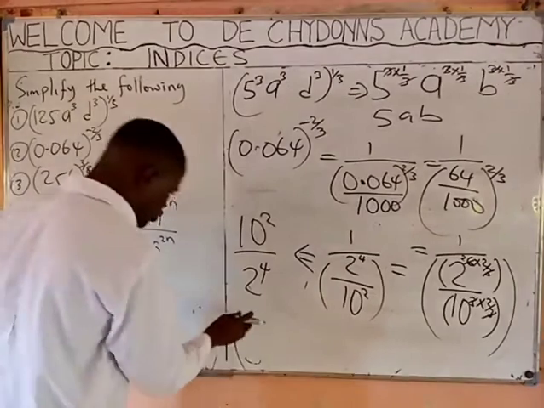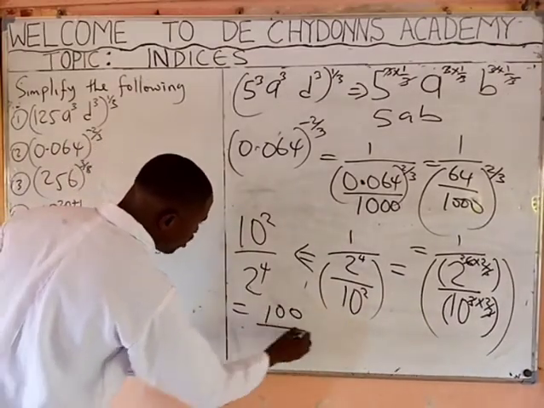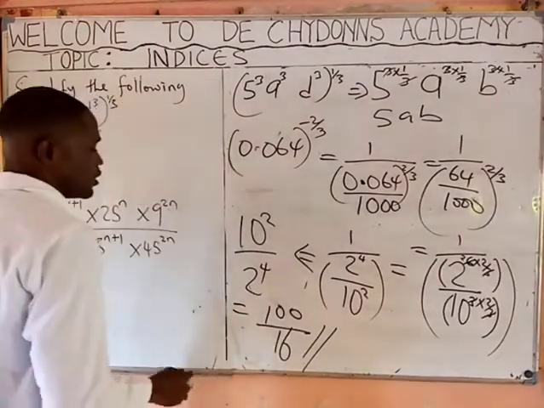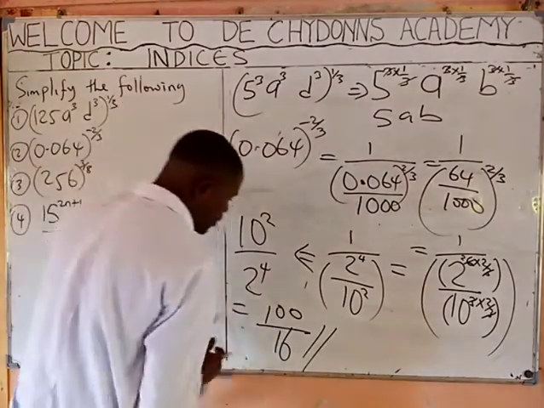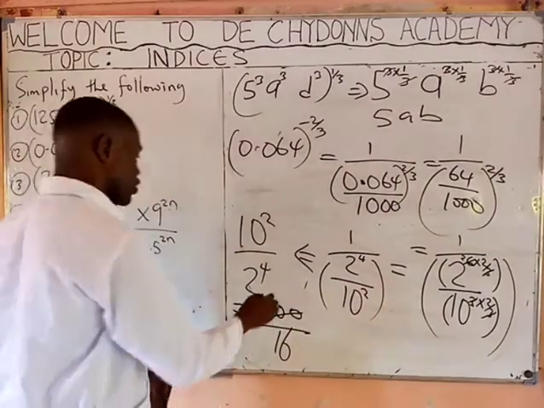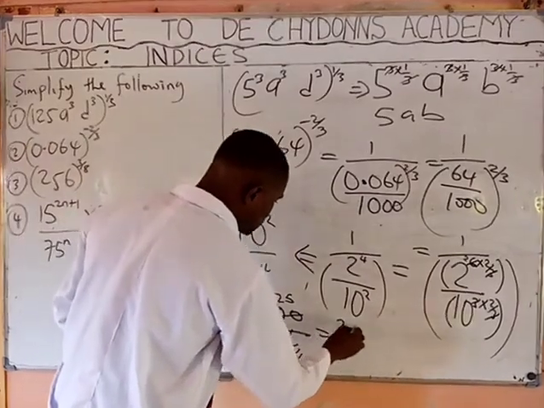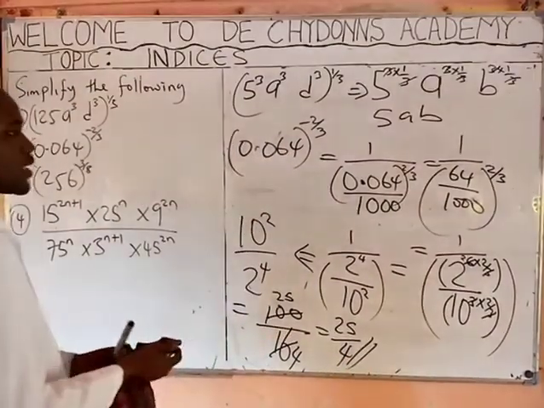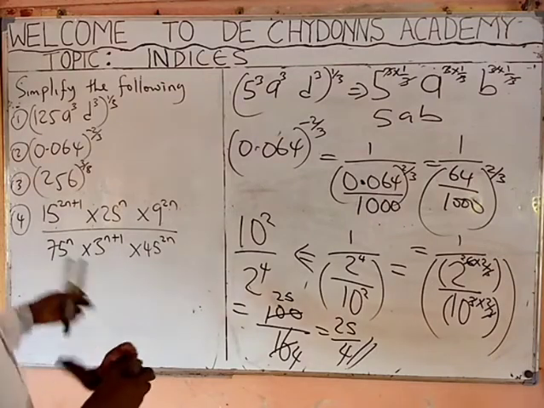10 raised to the power of 2 will be giving us 100, all over 2 raised to the power of 4, which will be giving us 16. Final answer. Reduce to lowest term. You will be having 4 here, 25. 4 here, 4. That is 25 over 4. Okay? Then we go to the next question.